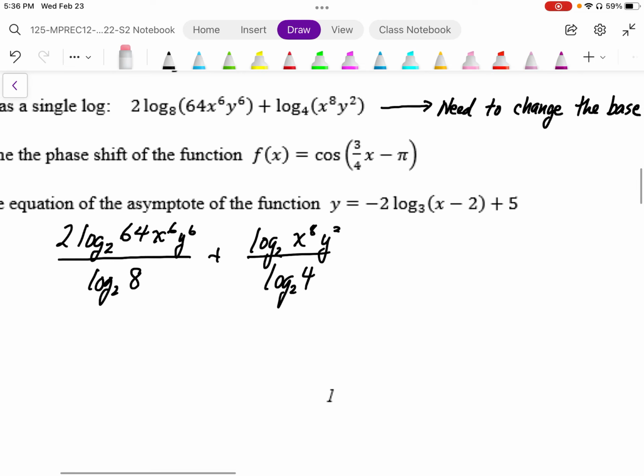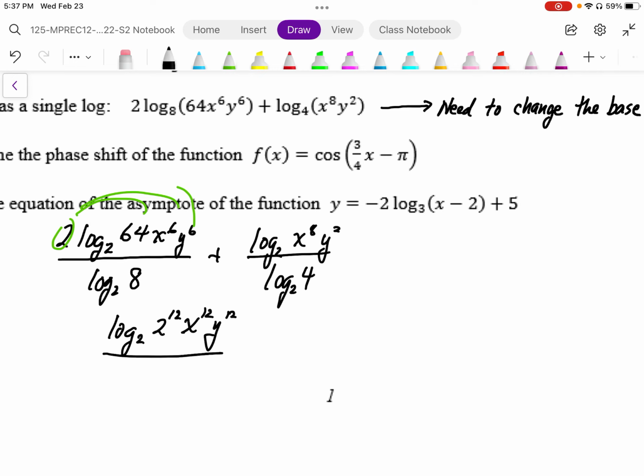So I end up with 2, in this case, 2 log base 2 of 64. In fact, I'm going to put that in because this is going to be easier to combine without that 2 in front. So I'm going to end up with 2 to the power 6 to the power 2, which becomes 2 to the power 12. So 64 is 2 to the power 6. I brought that power 2 in. This becomes x to the power 12, y to the power 12. I'm just bringing this power into here, here, and here. Okay, and then in the denominator, this just becomes 3.